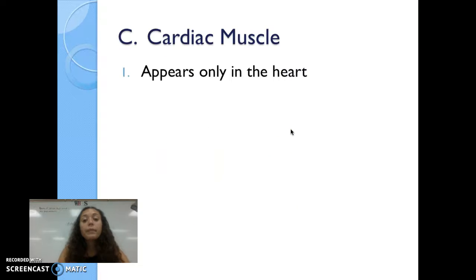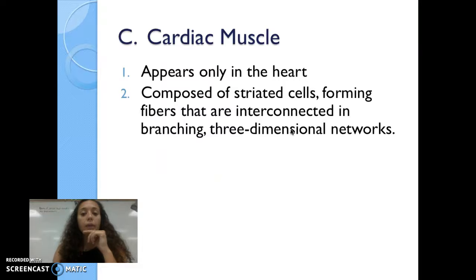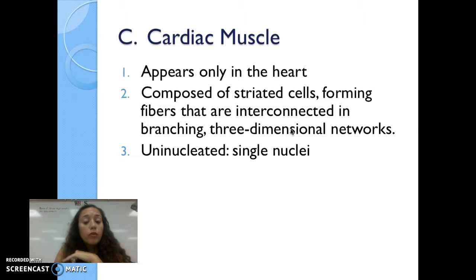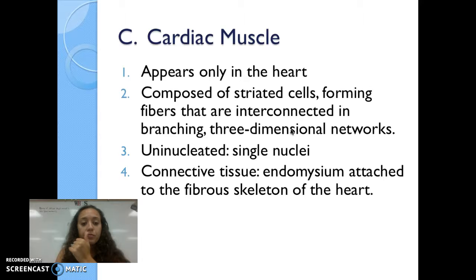Cardiac, so this appears only in the heart. It's composed of striated cells, just like skeletal muscle, and it also has that cylindrical shape, but it's branched. So when you're looking at it, it has a three-dimensional network, and they're all interconnected. There's only one nucleus. So cardiac looks very similar to your skeletal, if you remember. A difference was that it's branched and it only has one nucleus. Skeletal muscle has multiple.